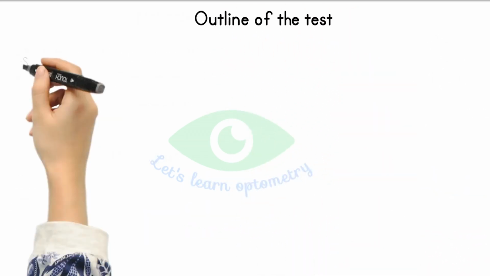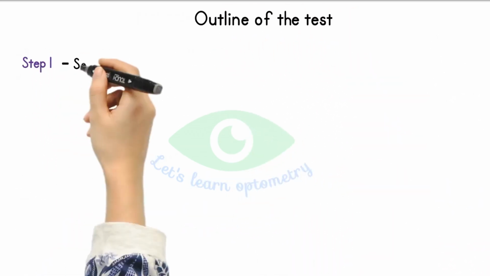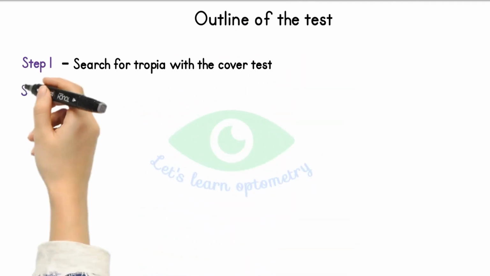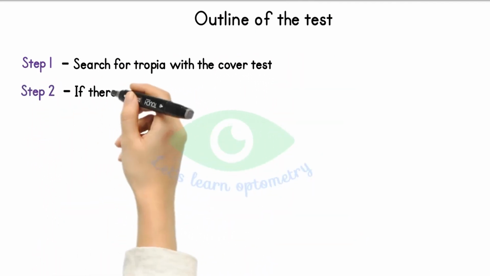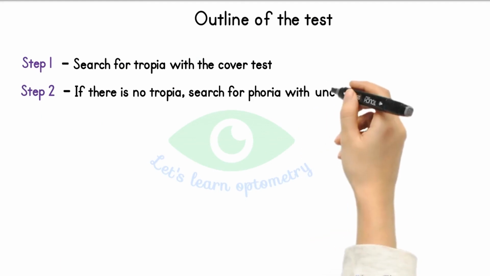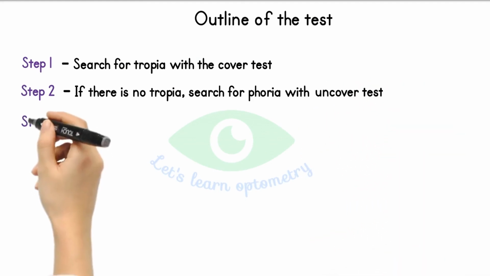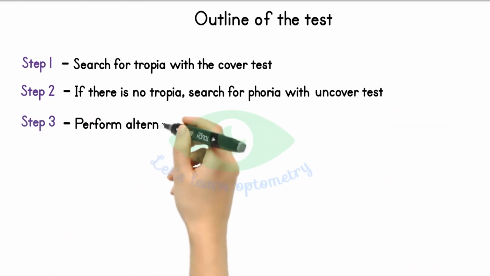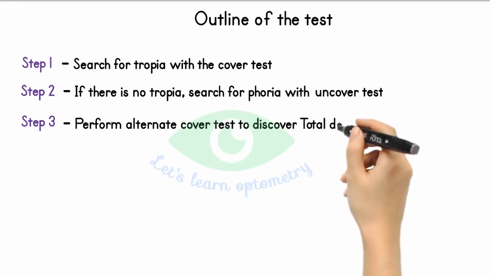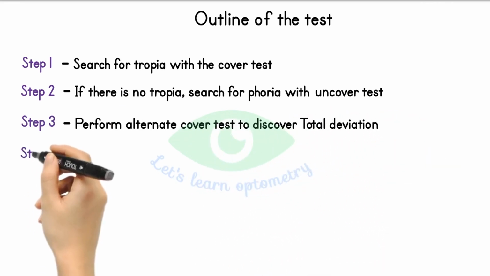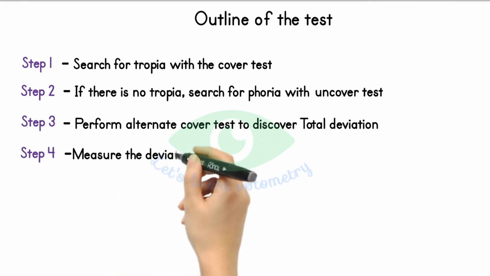Outline of the test. Step 1: We search for any tropia with the cover test. Step 2: If there is no tropia, we search for phoria with the uncover test. Step 3: We perform alternate cover test to discover the total deviation. Step 4: We measure the amount of deviation with the help of prisms.